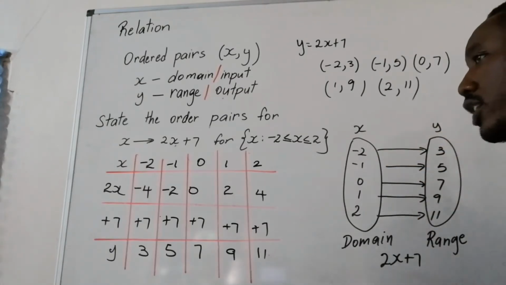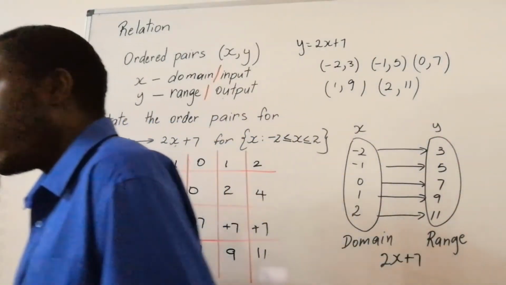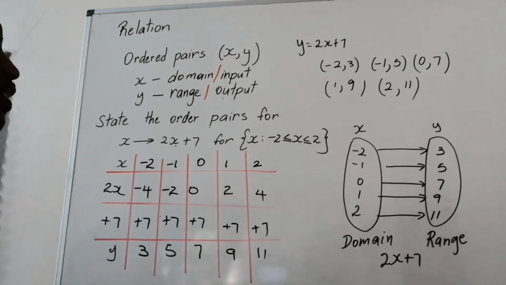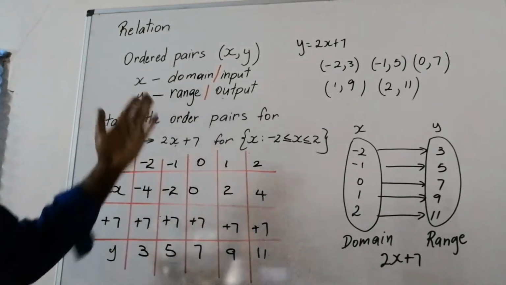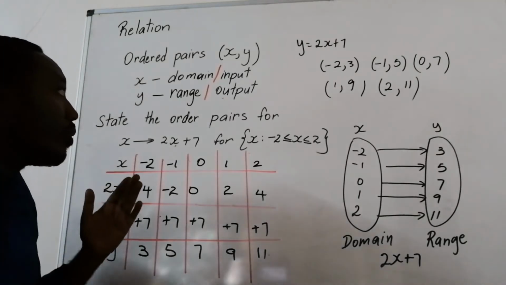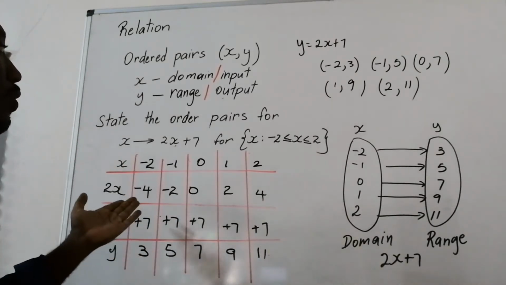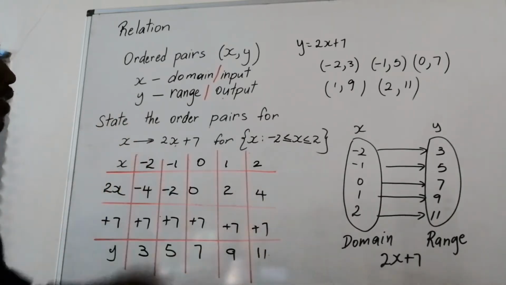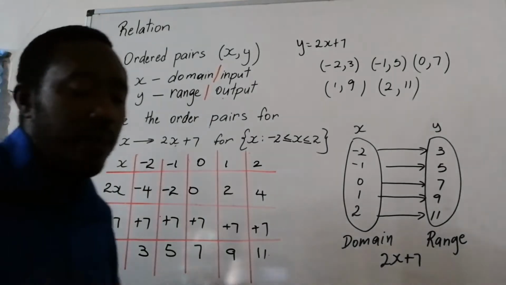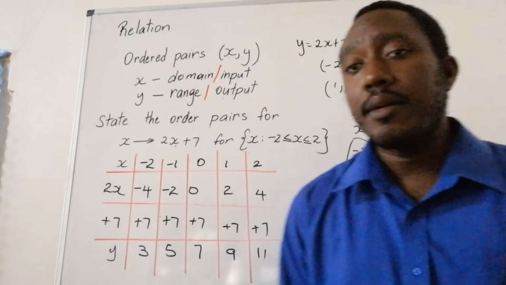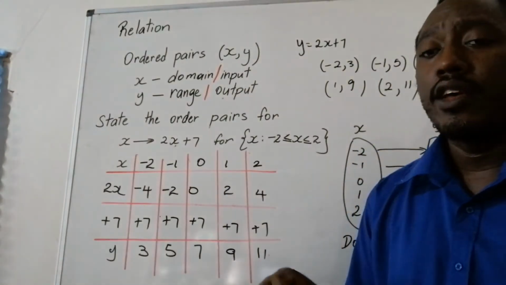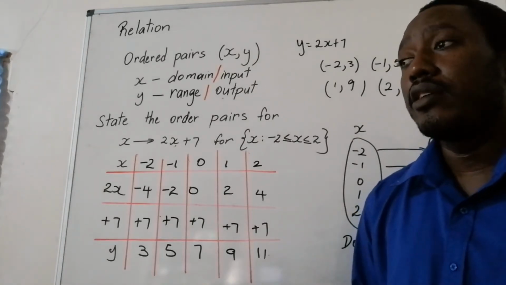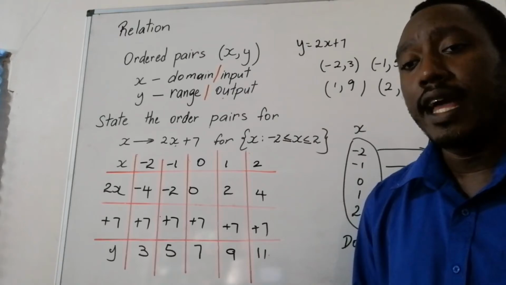Alright? So the relation is a defined set of ordered pairs that follow a particular rule. Remember, the x values are our input values, or our domain values. Our y value is our output value, or our range. And this is the way we calculate the ordered pairs. So we're going to do some more examples of calculating the ordered pairs with a particular rule, and drawing the mapping diagram to do so.